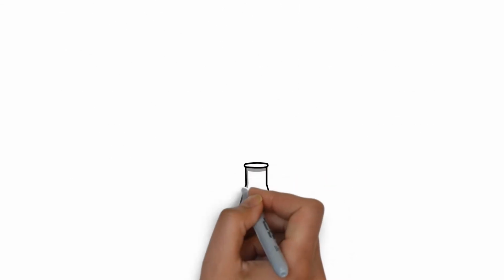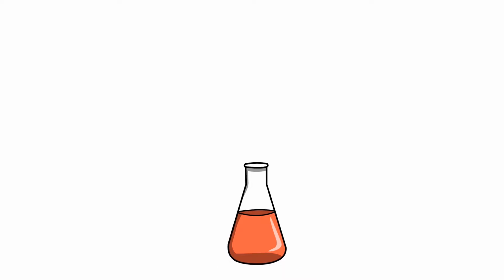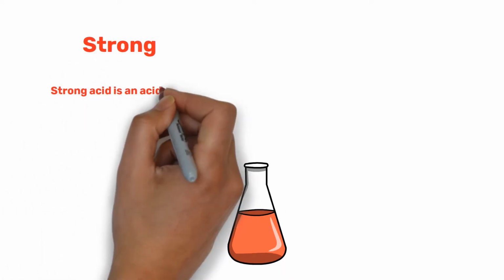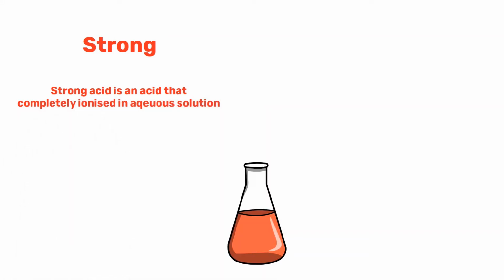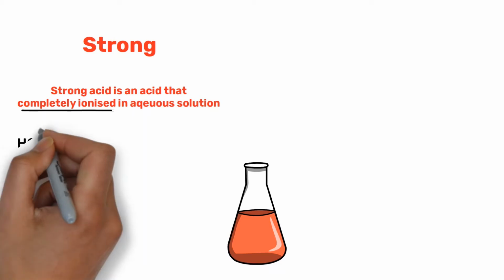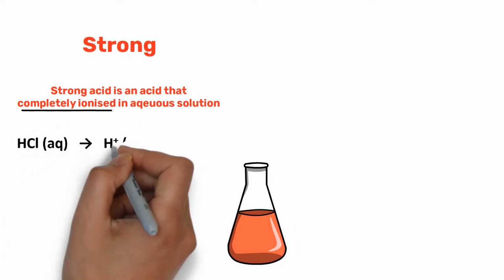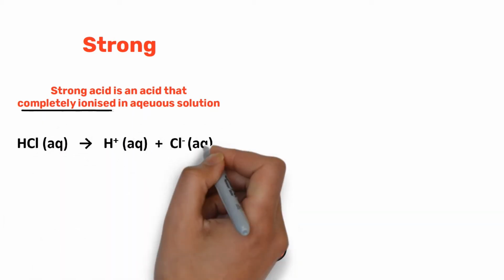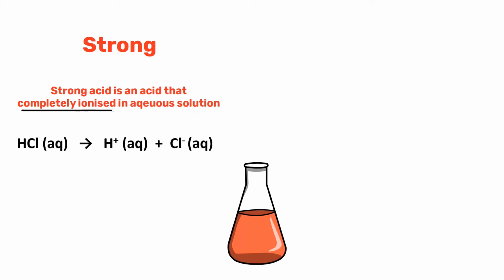So now for acid, we have strong acid. Strong acid is an acid that completely ionizes in aqueous solution. So we look at this example that we shared earlier, where hydrochloric acid fully or completely ionized to hydrogen ions and chloride ions.